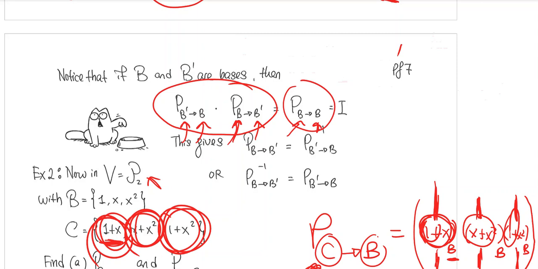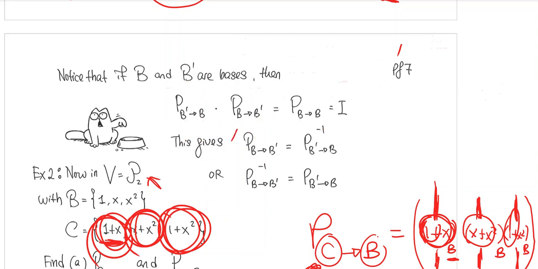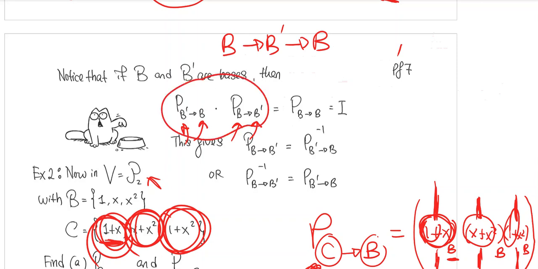You start from B. Okay, let's do that one more time. You start from B, you end with B prime, and then you start with B prime, you end with B. So this is from B to B prime, and then B prime to B. So the product of these two matrices gives you a transition matrix that passes vectors with coordinates with respect to basis B to the coordinates with respect to basis B.